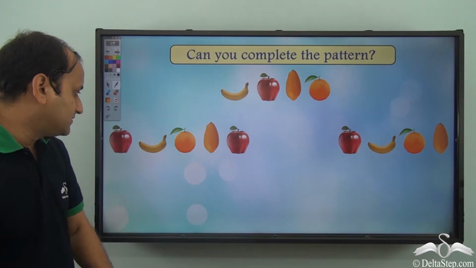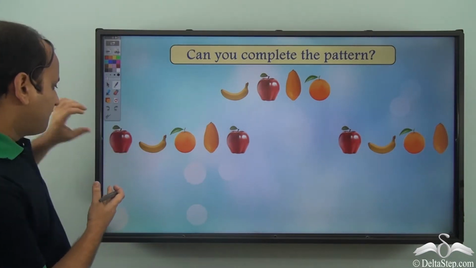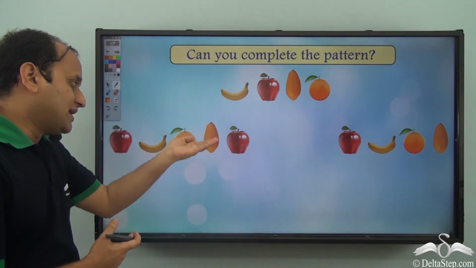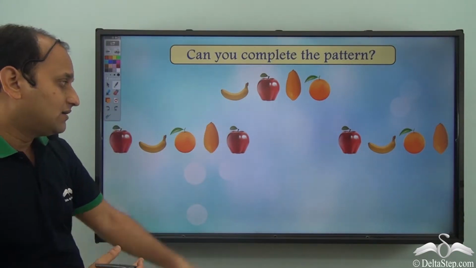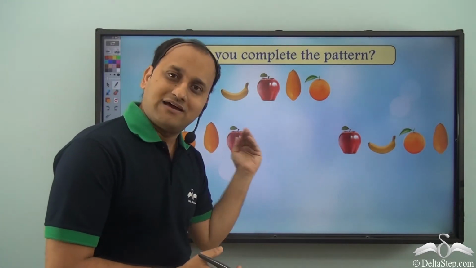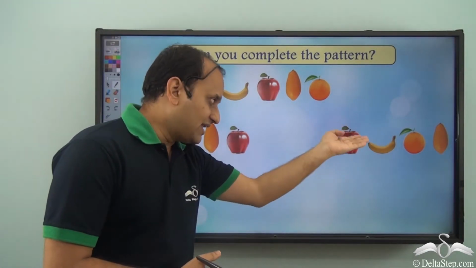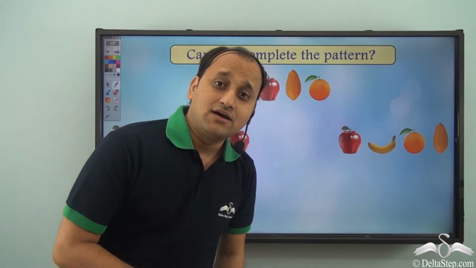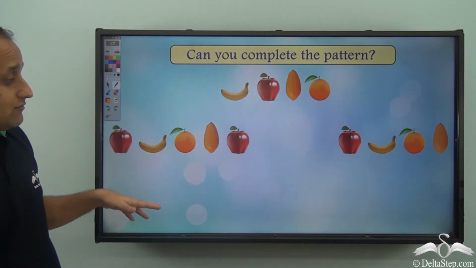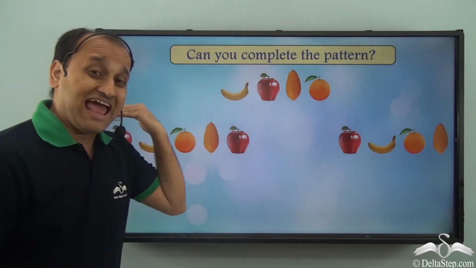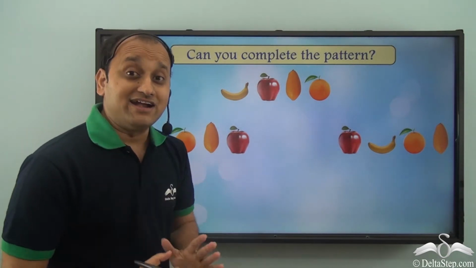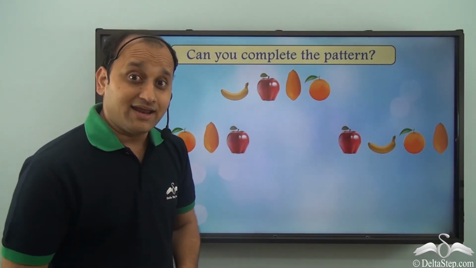Can you complete this pattern? Well, I have an apple, then a banana, then an orange, then a papaya, then an apple, then we have some fruits missing here, then I have an apple, a banana, an orange, and a papaya. So in order to complete this pattern, what do we need to place and where do we need to place it? Well, for that we will have to identify the unit of repeat again.